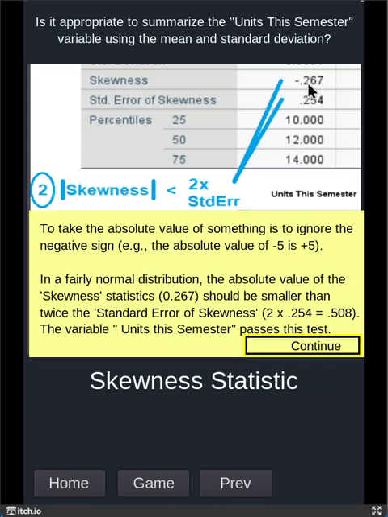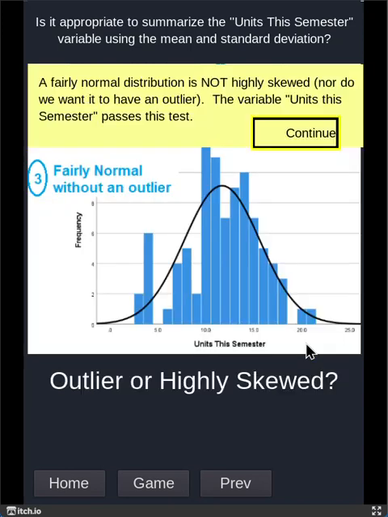If it's not twice as big, and that's the case here, then we're still fairly normal. So it's passed the second of these three tests. And finally, the third is you look at the picture. You look at the histogram and you think, is this screaming at me that it is highly skewed? If it just looks like a mess, that's okay. Mean and standard deviation will work just fine with it.